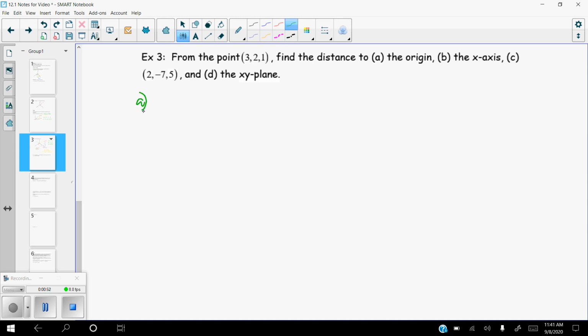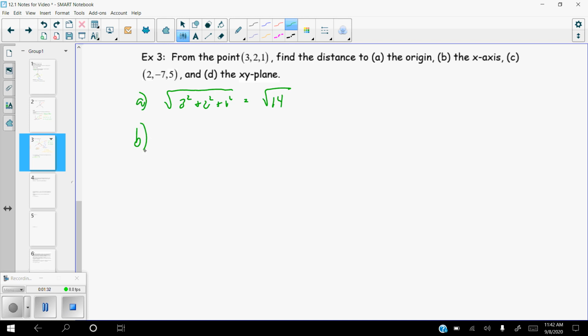For letter A here, we want to find the distance between 3, 2, 1 and the origin. Well, if we're using the origin as the second point, 3 minus 0, 2 minus 0, 1 minus 0, that's just 3, 2, and 1. So a distance from something to the origin is the easiest one to do. It is literally going to be the square root of 3 squared plus 2 squared plus 1 squared. So that's 9 plus 4 plus 1, which is 14, so the square root of 14. That is the distance from the point 3, 2, 1 to the origin. Hopefully that makes sense.